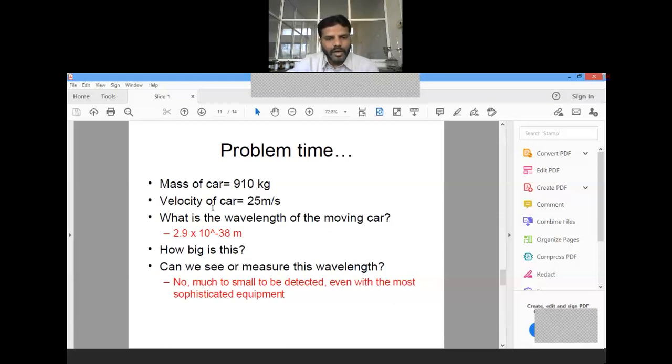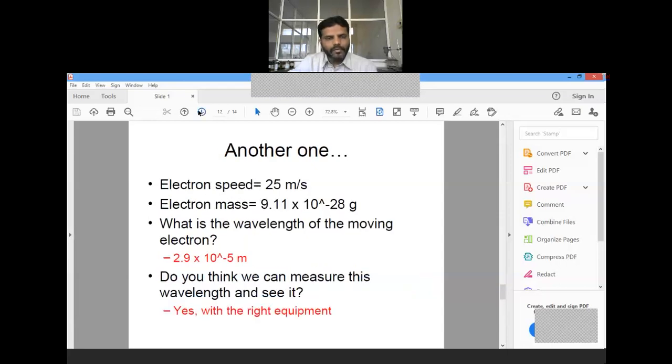The velocity of the car is found to be 25 meters per second. The wavelength comes to about 2.9 into 10 to the power minus 38 meters. Now how big is this? This is a very tiny value. So the calculation of wavelength for all particles is not meaningful: de Broglie's wave equation is applicable only to microscopic particles, not to macroscopic or large particles.